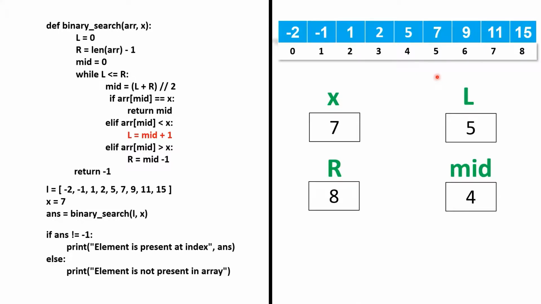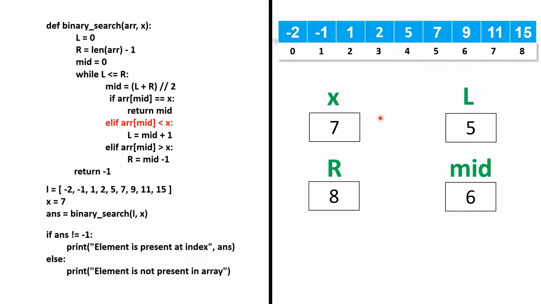Now the value we are searching for is between L and R. We calculate the mid again. Now L is 5 and R is 8, so it is 13 by 2, and now mid is at the 6th index. So we check if the value at mid is the required value. The value at mid is 9, which is not the required value.